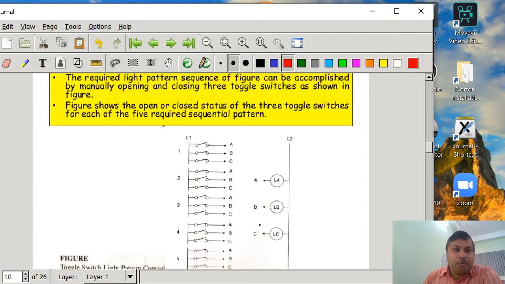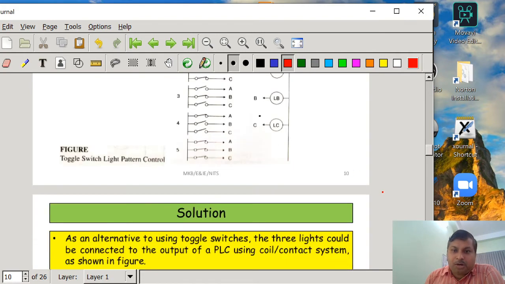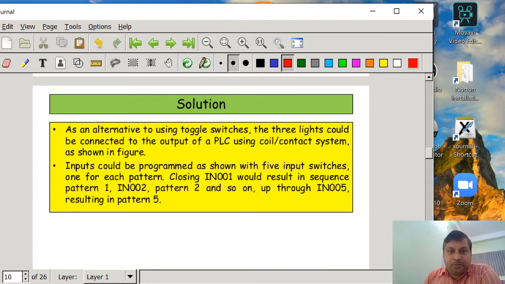The figure shows the open or close status of the 3 toggle switches for each of the 5 required sequence patterns. Suppose at the first step, manually, L1 must be on, meaning the A switch must be off, the B switch must be closed, and the C switch must be closed. Like that, manually you can do the operation, or you can go for the contacts and coils arrangement. How can you do that?